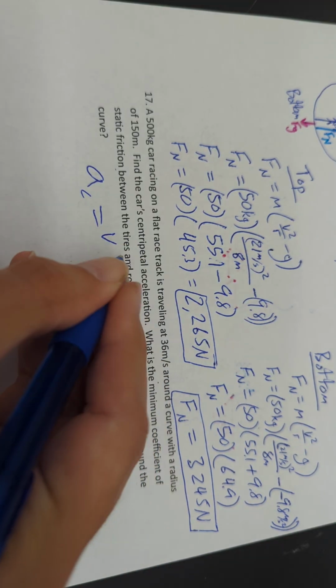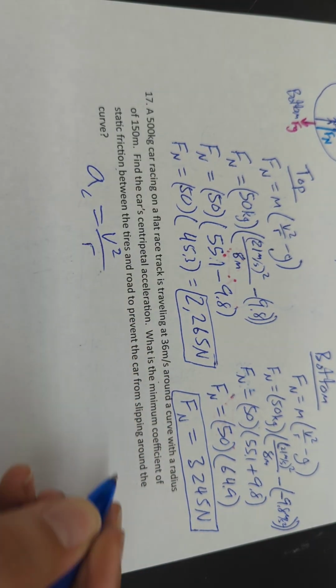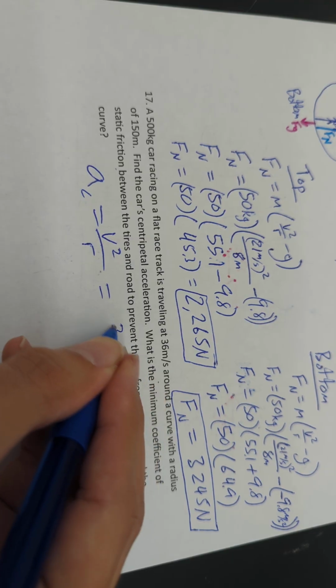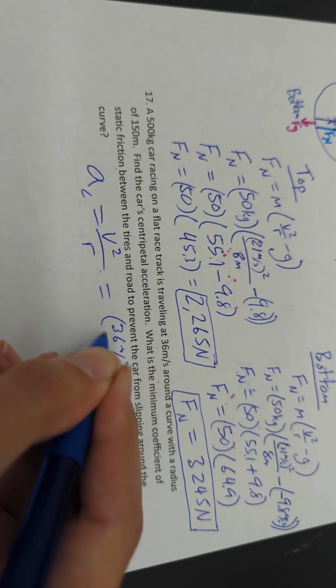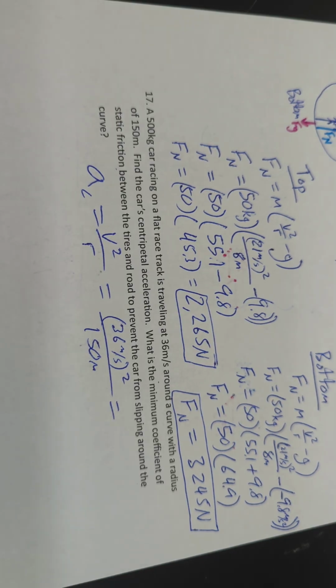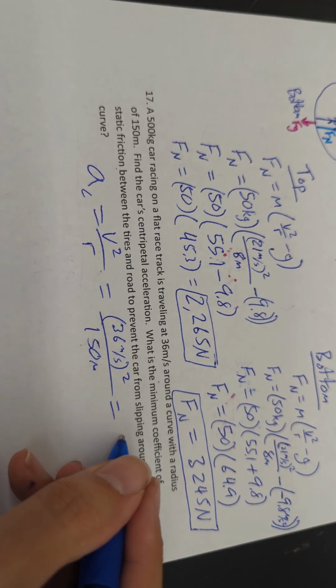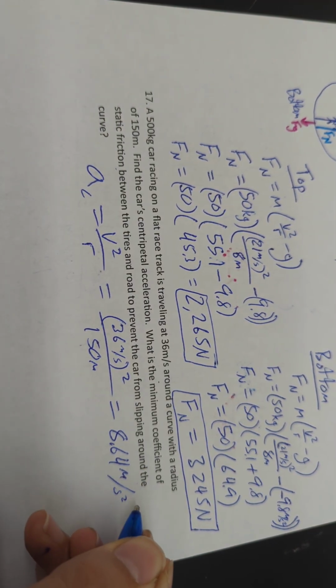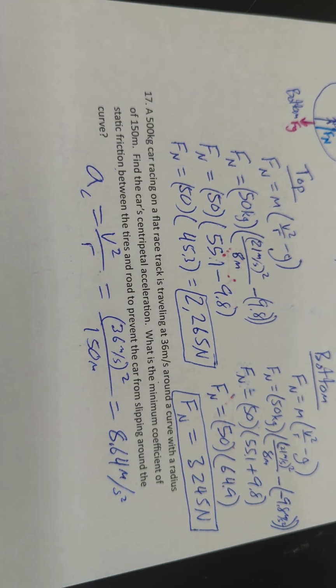All right, so first let's get that centripetal acceleration that we need. We have the velocity and we have the radius. Easy to plug those in. So 36 meters per second, square that number, divide it by 150 meters, and you get about 8.64 meters per second squared. All right, so that is your centripetal acceleration.